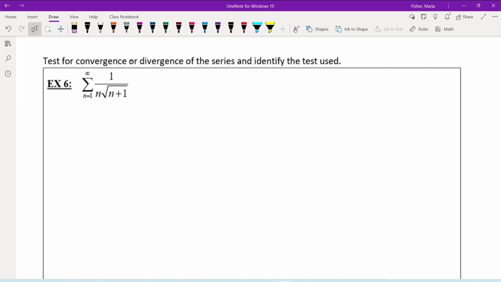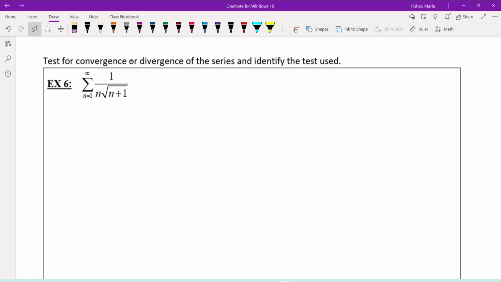So let's go ahead and look at these two examples and determine if they converge or diverge. Number 6 is the sum from n equal 1 to infinity of 1 over n times the square root of n plus 1. Well, this is not an alternating series because I don't have a negative 1 raised to the n or a negative 1 raised to the n plus 1. So I'm going to handle it like I did in sections 9.2, 9.3, and 9.4.